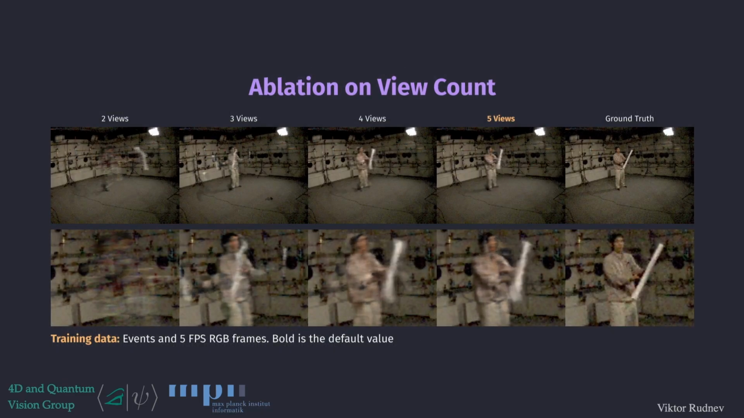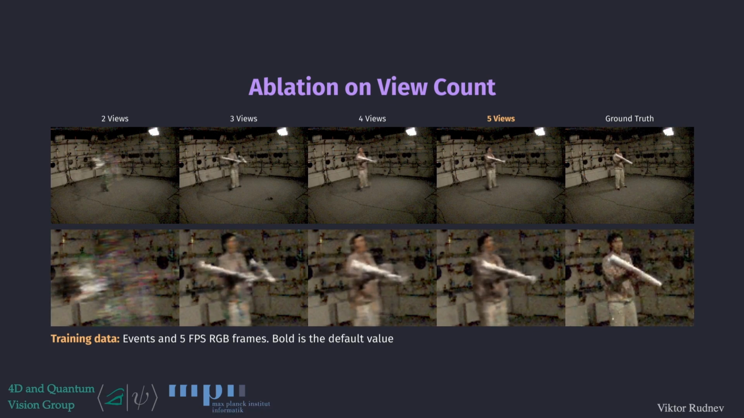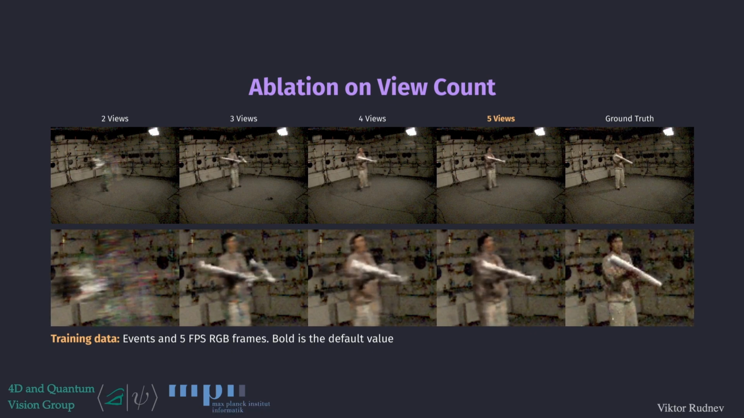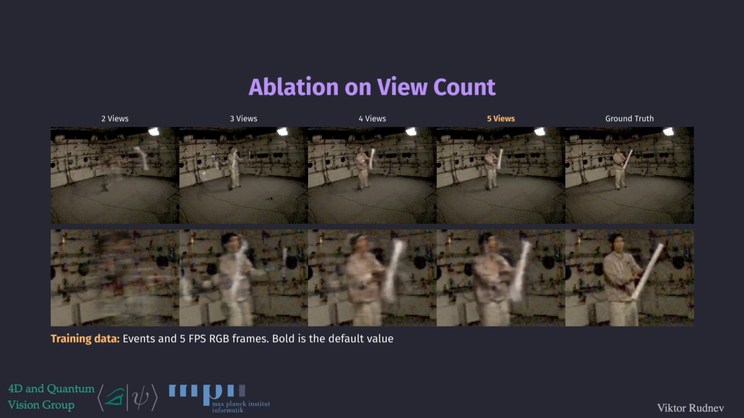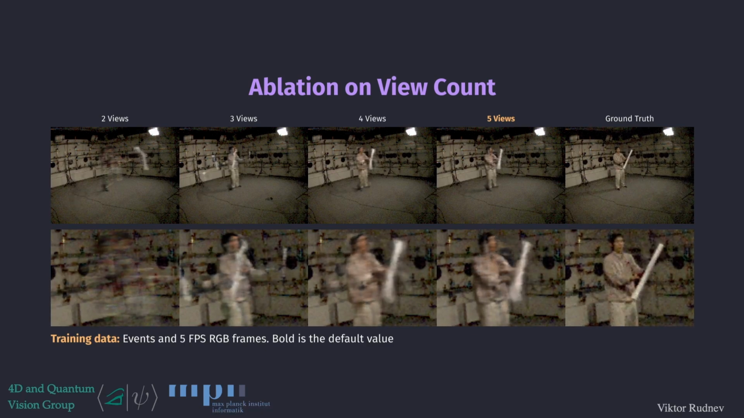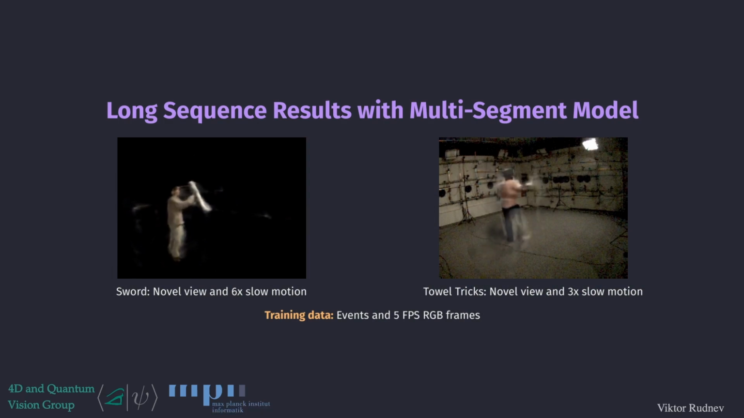We also assess the importance of the number of input views. We find that increasing the number of views does improve the quality. This is a strong indication that multi-view event camera setups can be worth the investment. Here we show various results with our multi-segment model. Note that for the towel sequence, we can reconstruct the complex motion of a highly non-rigid and textureless towel.